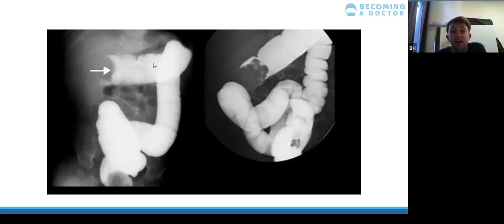With doing an air or barium enema, there's a risk of perforation. And if we're worried about perforation, so we think they're already perforated, we don't do this. And even in those who aren't, we want to do it in a surgical environment where we can operate quickly in case they perforate, and we want to observe them afterwards for signs of perforation.